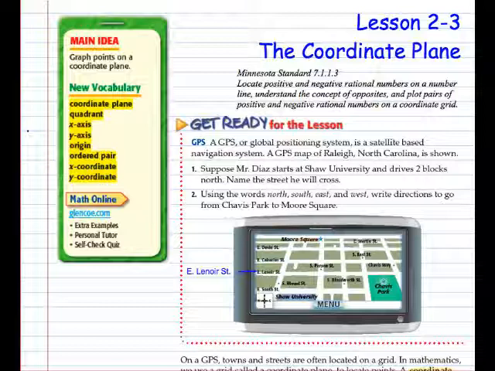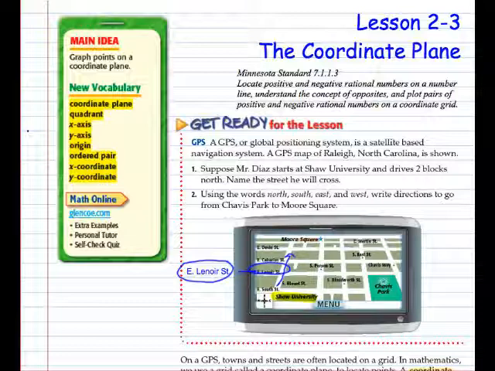Suppose Mr. Diaz starts at Shaw University, right here, and drives 2 blocks north. Name the street he will cross. From your legend on your map, you know that north is this direction. If Mr. Diaz goes 2 blocks north, he would cross this street right here, which is East Lenoir Street.